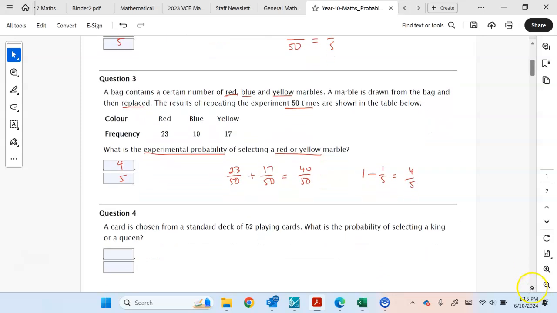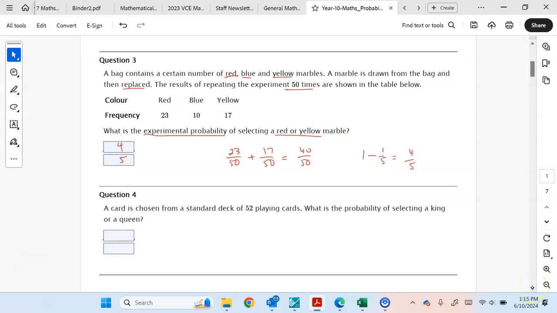All right, question number 4. A card is chosen from a standard deck of 52 playing cards. What is the probability of selecting a king or a queen? So we've got 52 cards, so that means it's going to be out of 52.